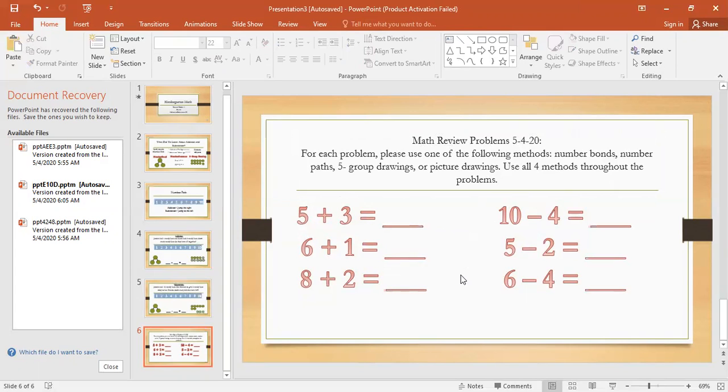You will solve these 6 problems. I would like you to use one of the following methods for each problem. So try to use all of the methods by the time you're done with all of the problems. You can use number bonds, you can use a number path, you can use a 5-group drawing to show your work, or you can use a picture drawing to show your work. So you're going to solve the addition problems over on this side and the subtraction problems on the right. You can take a picture of your work and submit this to portfolios.